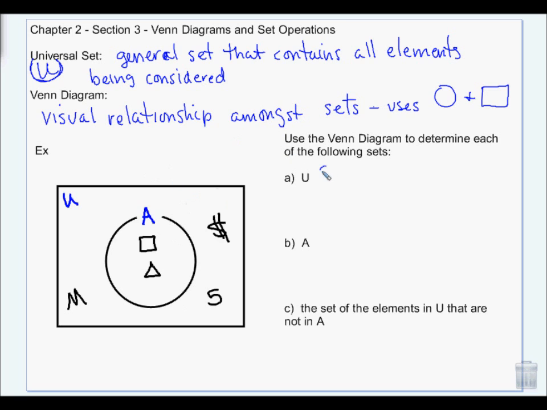So U is the set that includes M, $, 5, square, and triangle, because that's every single thing that appears in this rectangle. Right? We have M, square, triangle, $, and 5. A is the set that includes square and triangle. That's the only thing inside the circle for A. And then the set of elements in U that are not in A, well, that's everything that's outside of the circle. So that's $5.